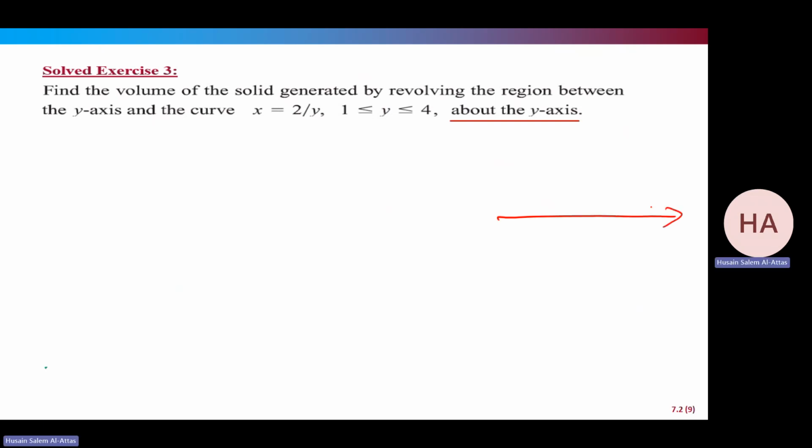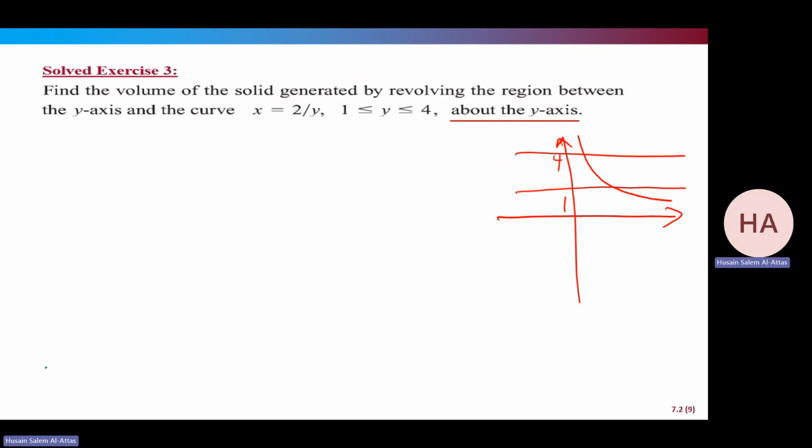Try doing in details, huh? So I'm not going in rush. I'm trying to do it in details. X equal 2 over y, or y equal 2 over x, which is this function. I want it to be between y equal 1 and y equal 4. So we're talking about which region? We're talking about this region. This is the region we're talking about.